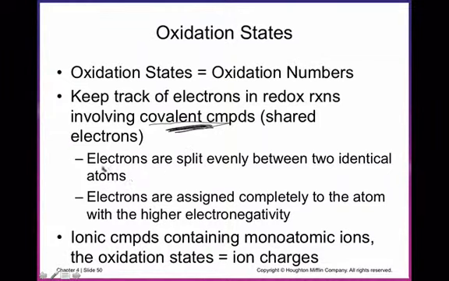They're sharing them. If we have covalent compounds, we need to remember that electrons are split evenly between two identical atoms. So if I have O2, the oxygens are going to split the electrons evenly, and then electrons are going to be assigned completely to the atom with the higher electronegativity. If we're dealing with ionic compounds, then we're just going to use the charges that are associated with those ions.